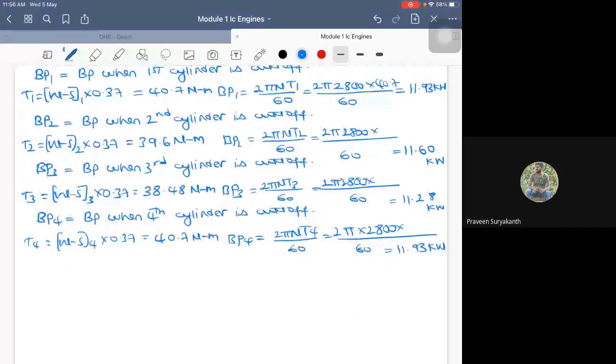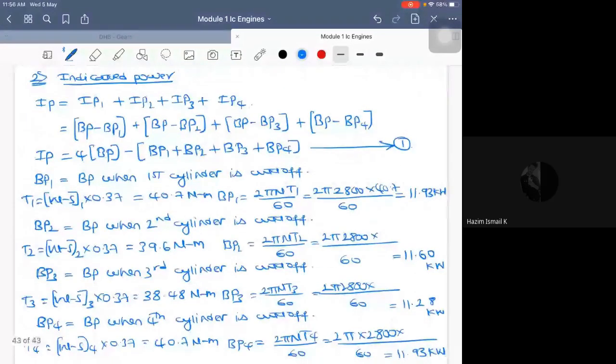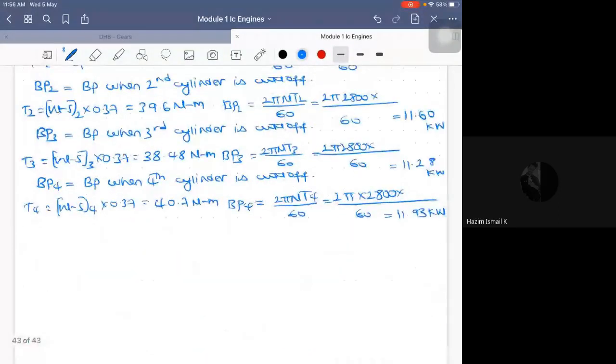Just check the values. If you get the same values, please raise your hands. Sir, IP is 22.65 kilowatt. Oh, wonderful. So after that, you can just calculate the value of IP.